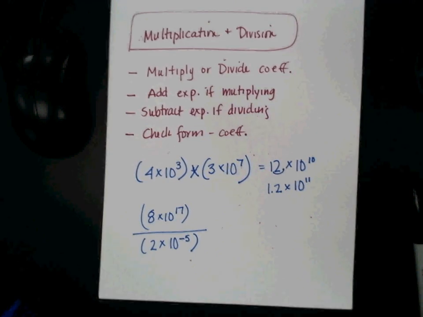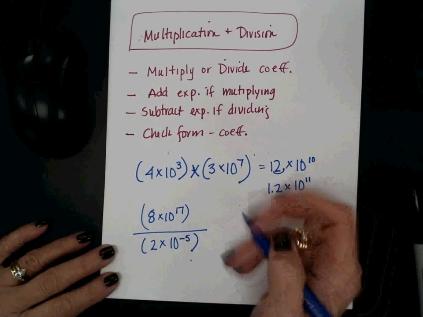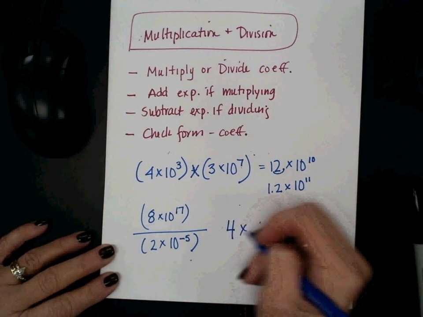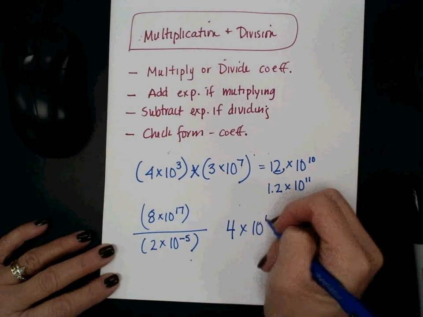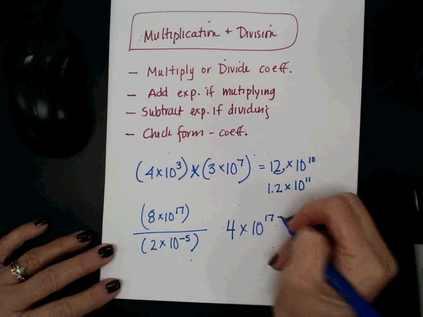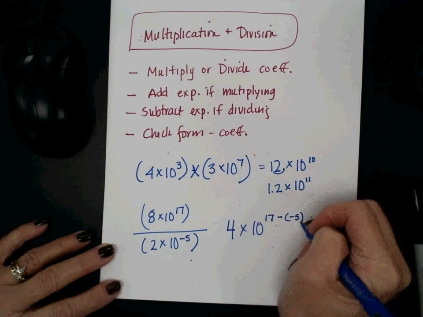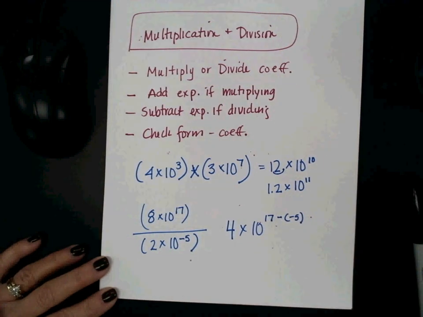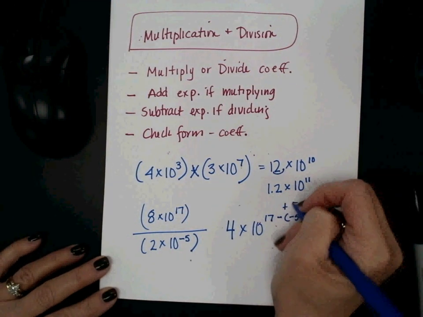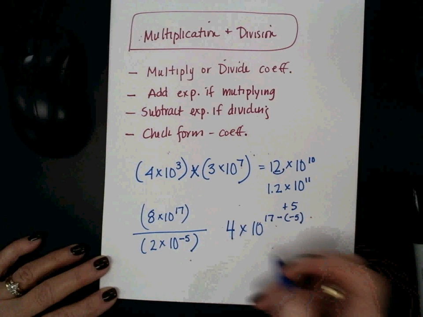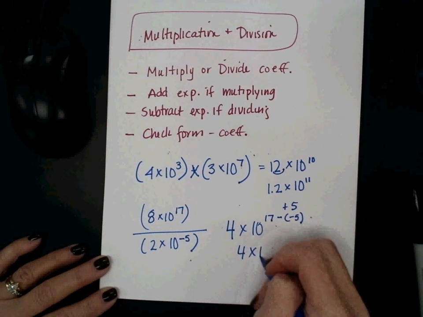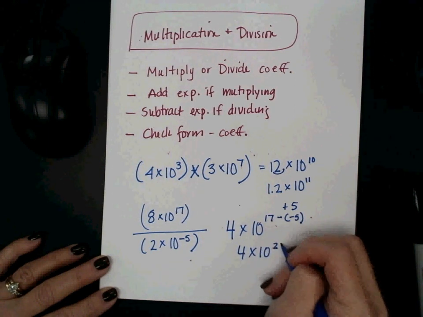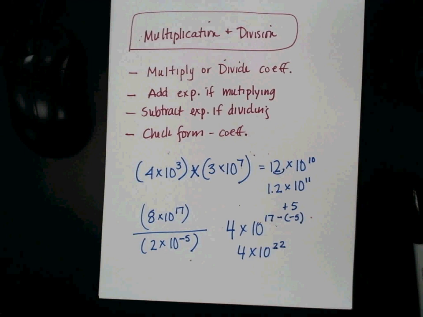Don't eat it. Okay. What is 8 divided by 2, people? All right. 4. Now let's look at this. 4 times 10 to the 17 minus negative 5. So that's like plus 5, which makes it 4 times 10 to the 22nd.